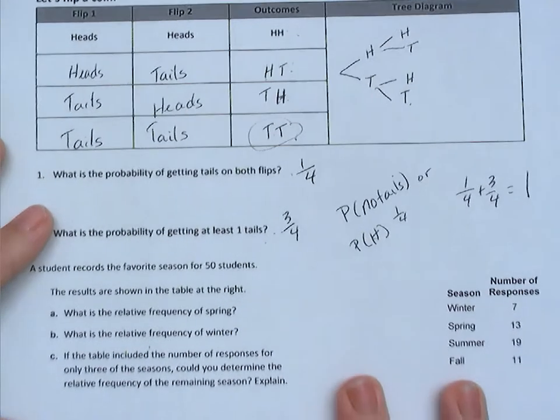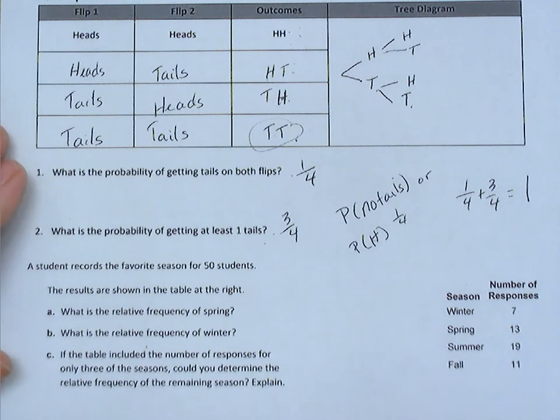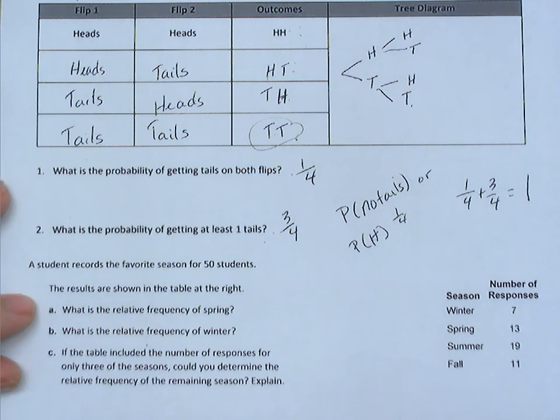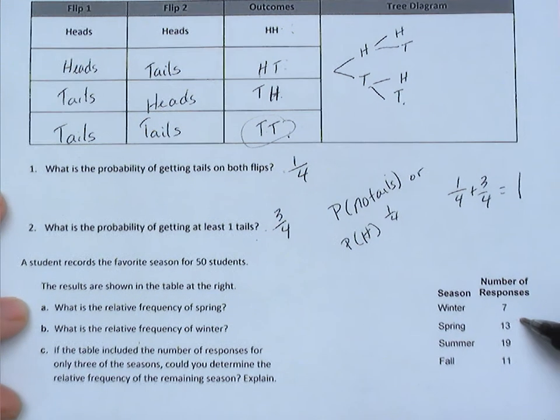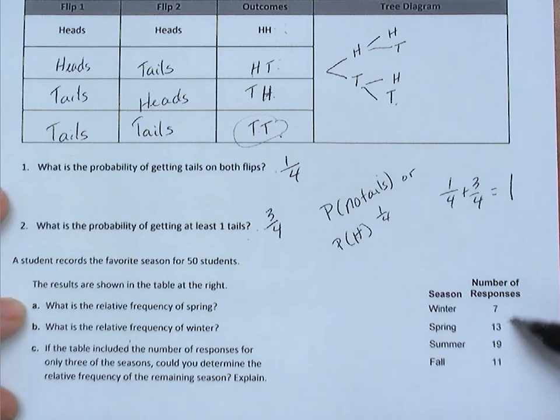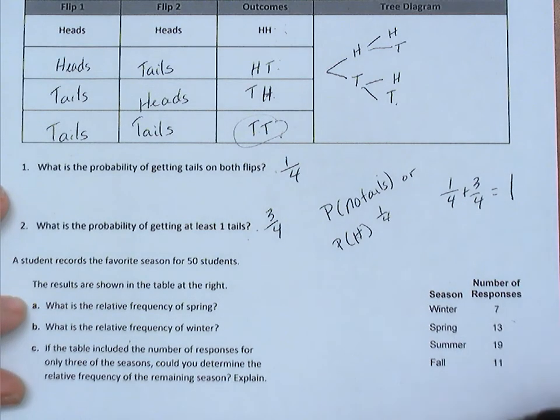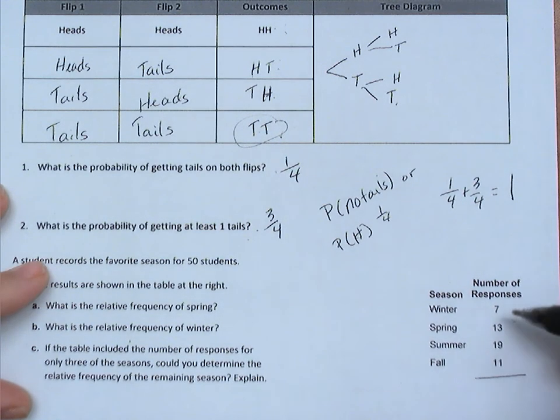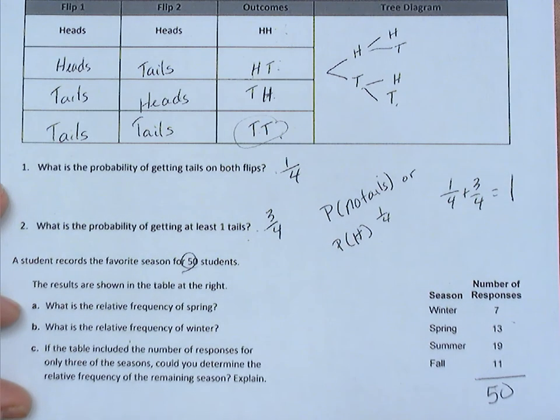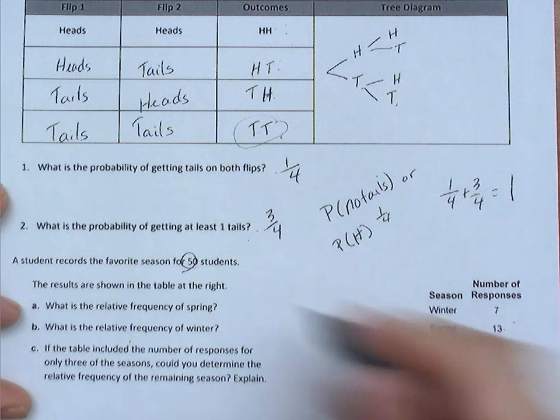Okay, last thing we're going to look at. A student records the favorite season for 50 students. The results are shown in the table at the right. So here's my response. What is the relative frequency of spring? Well, before I can figure any of that out, I need to know what the total is. So adding these together, I have 20, 39, 40, 50. So I had 50 students surveyed. Oh, it actually told me that. I had 50 students surveyed. So the relative frequency of spring was 13 out of 50.